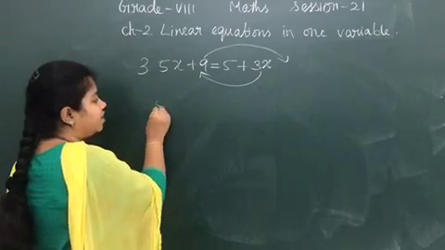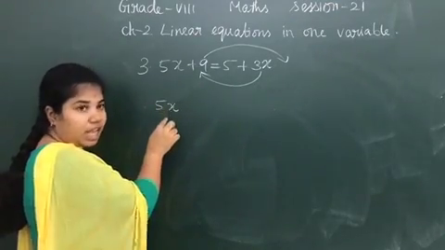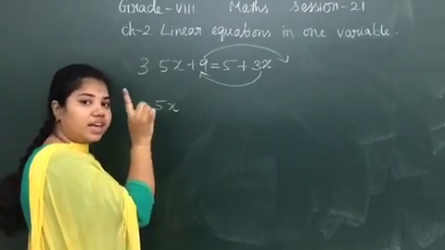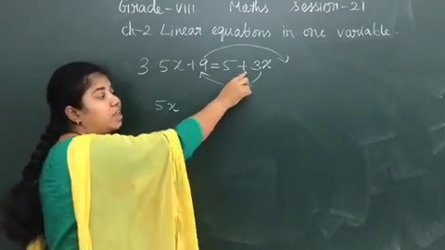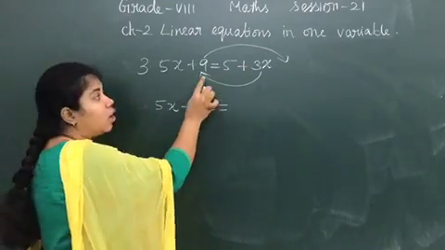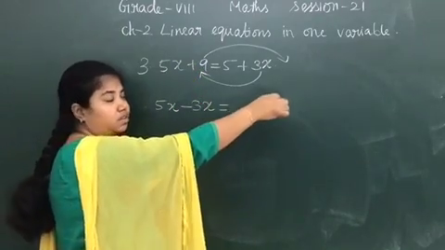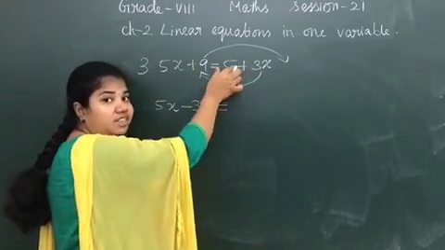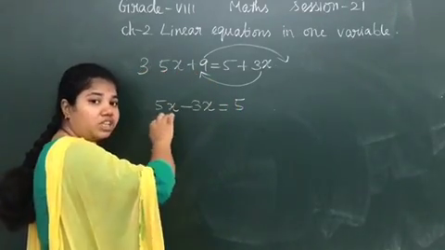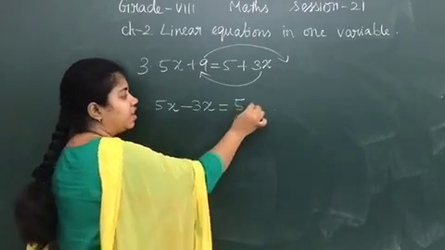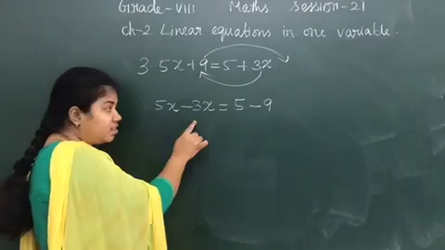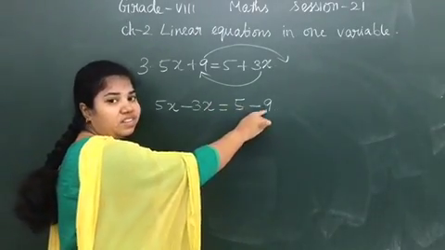Okay. Now 5x remains the same and 3x is coming from RHS to LHS. So yes, there is a change of symbol. It is plus 3x. Now it becomes minus 3x equal to, now 9 is going from LHS to RHS. So the number in the RHS remains the same. Very good. So 5 and plus 9, when it goes from LHS to RHS, it becomes minus 9. Very good. So 5 minus 9. Okay. 5x minus 3x is equal to 5 minus 9.